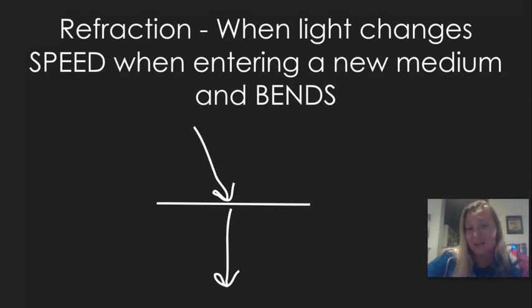Remember, light's going to travel fastest in a vacuum and slowest in a solid. So when light moves from a gas like air into a solid like glass, it's going to slow down significantly, and that's going to cause that light to bend. That's how things like a magnifying glass work. It bends that light. That's why things look funky or bigger or smaller or bent when you're looking at them through glass, because of refraction.